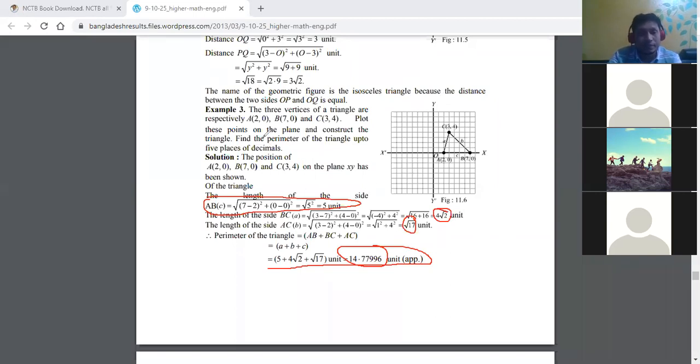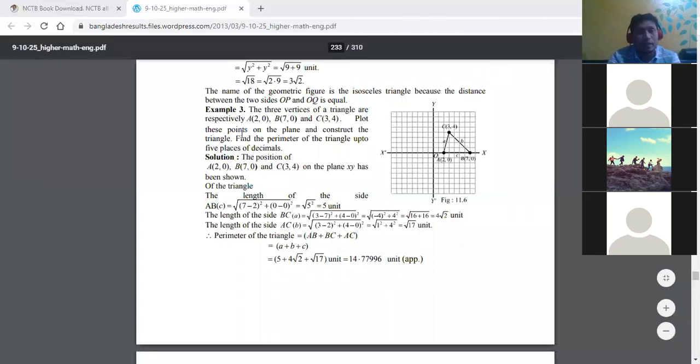Now, the third step says find the perimeter of the triangle up to 5 decimal places. You will get it by using a calculator. So I think you understand this very easily.